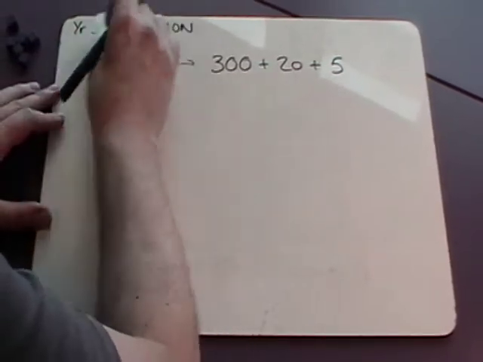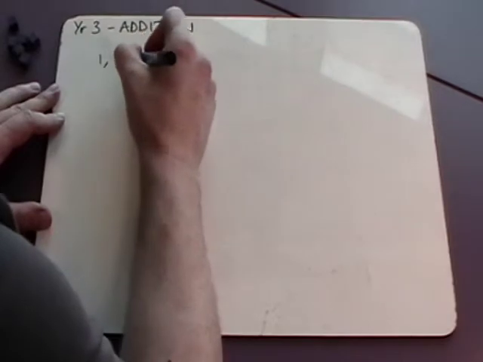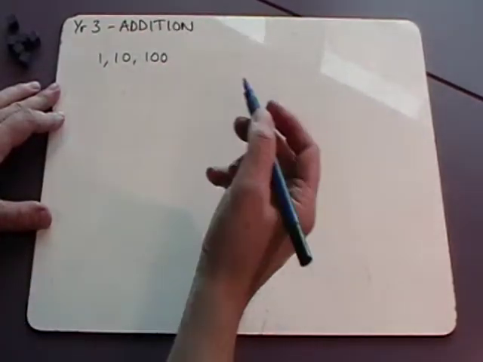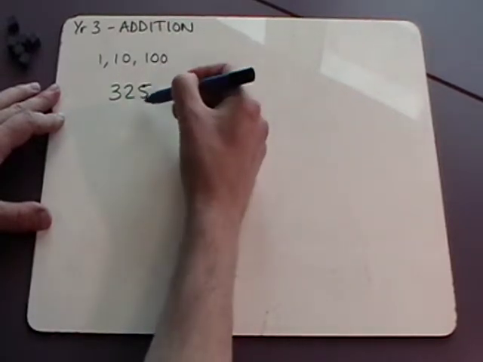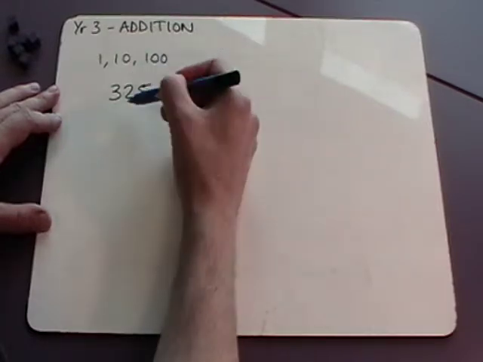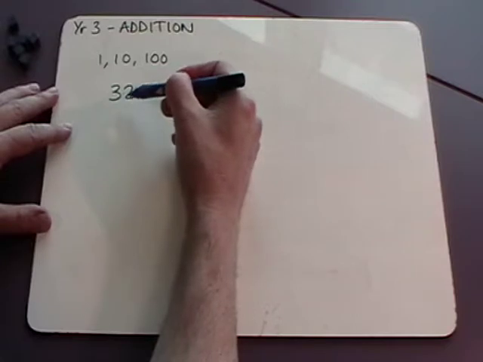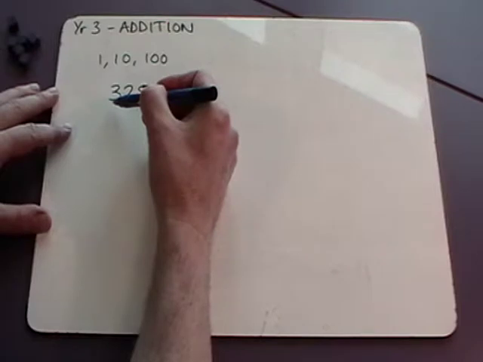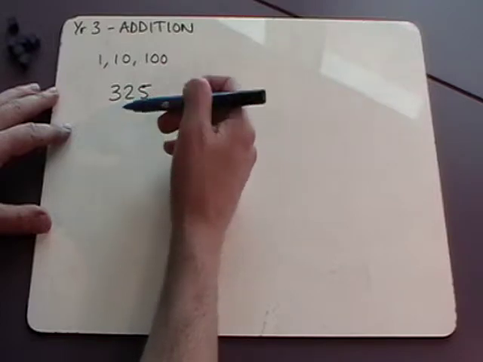Then they need to develop their counting skills. They need to be able to count on in ones and tens and hundreds from any three-digit number. So if we had 325, they would need to be able to count on in ones, 326, 327, 328, and so on. They would need to be able to count on in tens, 325, 335, 345, 355, and they would need to be able to count on in hundreds, 325, 425, 525, and so on.